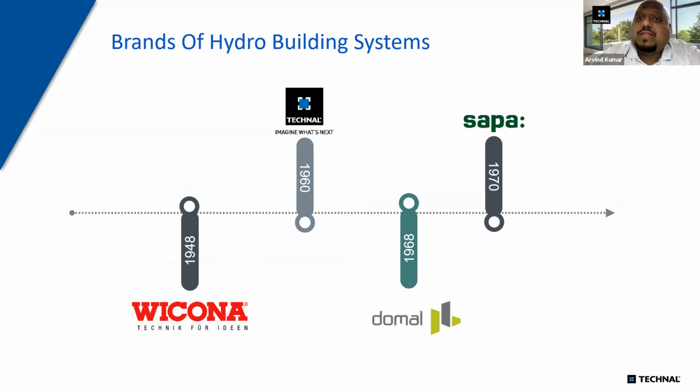We saw some of them in the previous sessions. We have Vicona, which is a German brand with more than 70 years of experience. Technal, which is a French brand with more than 60 years of experience. We have Domal, which is from Italy, and Sapa from Scandinavia. All these brands put together under Hydro Building Systems, we have one of the widest ranges of architectural aluminium windows, doors, and facade.